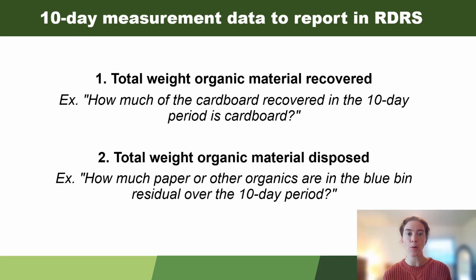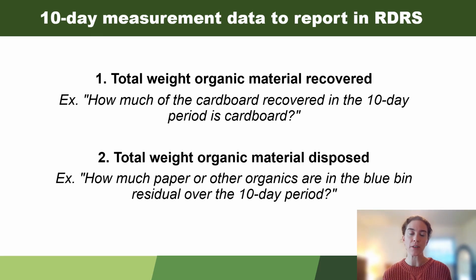The second number we need is the total weight of organic material going to disposal. Again, using a simplified example with the blue curbside recycling bin that Trash City receives and processes, we're asking how much paper or other organic material is in the blue bin residuals over that 10-day period? So we know what we need to report in RDRS, these two numbers, but how do we get to this? What do we need to do?